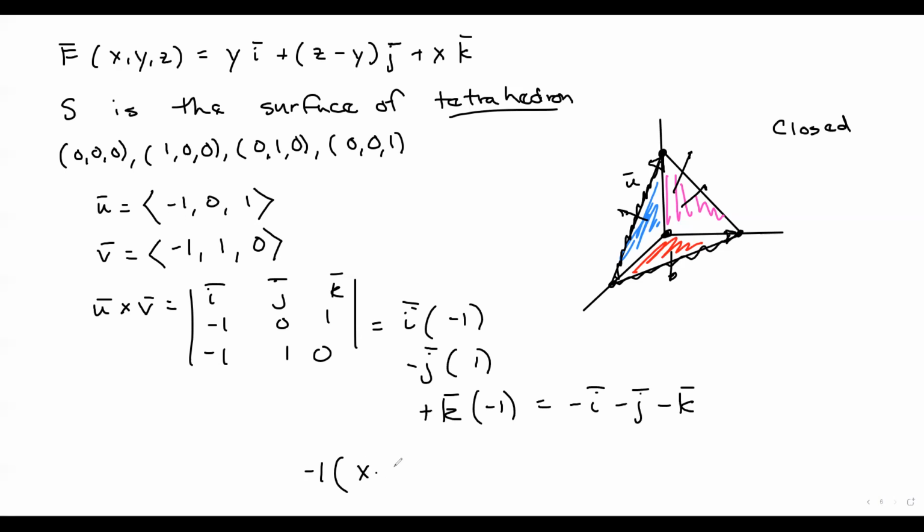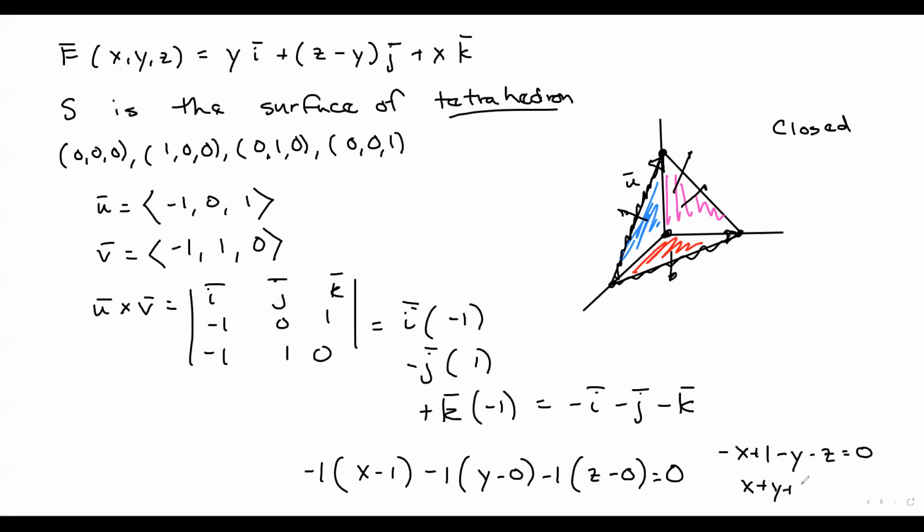So we'll have x minus 1 minus 1 times y minus 0 minus 1 times z minus 0 equals 0, which is going to turn into what we got. This is negative x plus 1 minus y minus z equals 0, or if you prefer, x plus y plus z equals 1. And if you're one of those people who looked at it and immediately thought of that without doing all these calculations, then great, save yourself a few minutes.